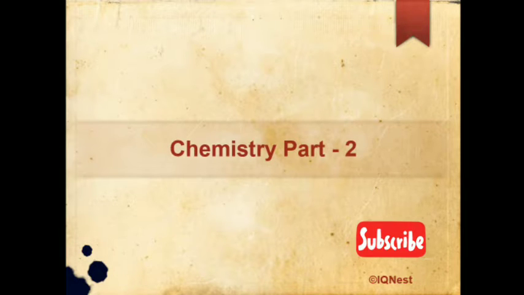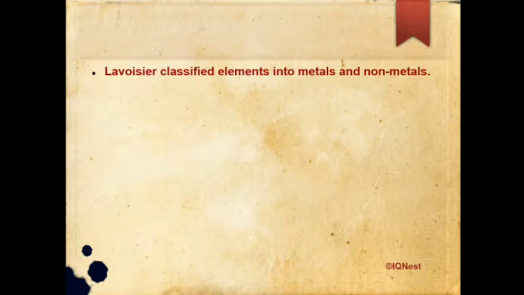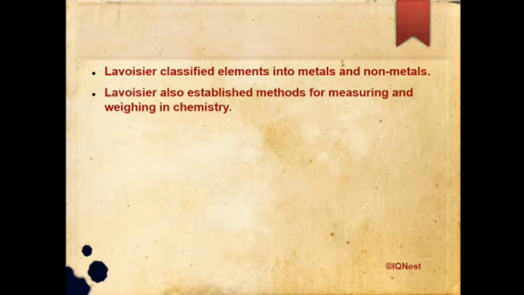Basic and fundamental concepts of the periodic table, that is chemistry part 2. The first point is Lavoisier classified elements into metals and non-metals. Lavoisier also established methods for measuring and weighing in chemistry.